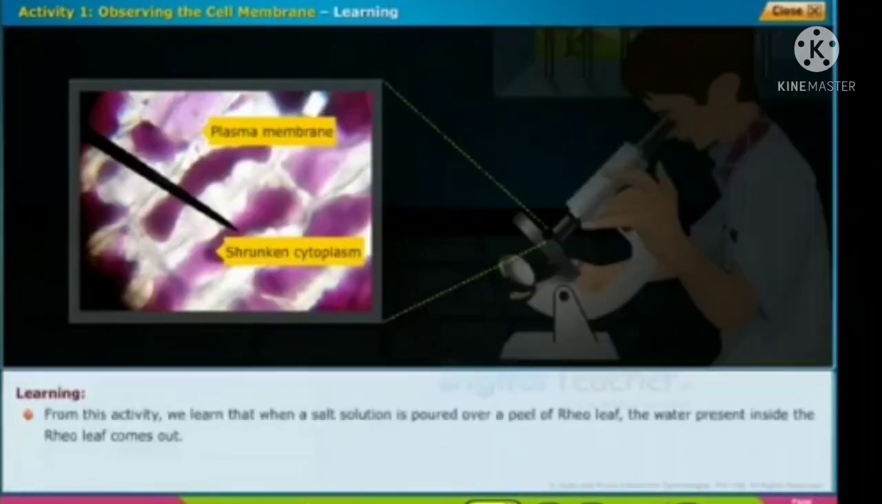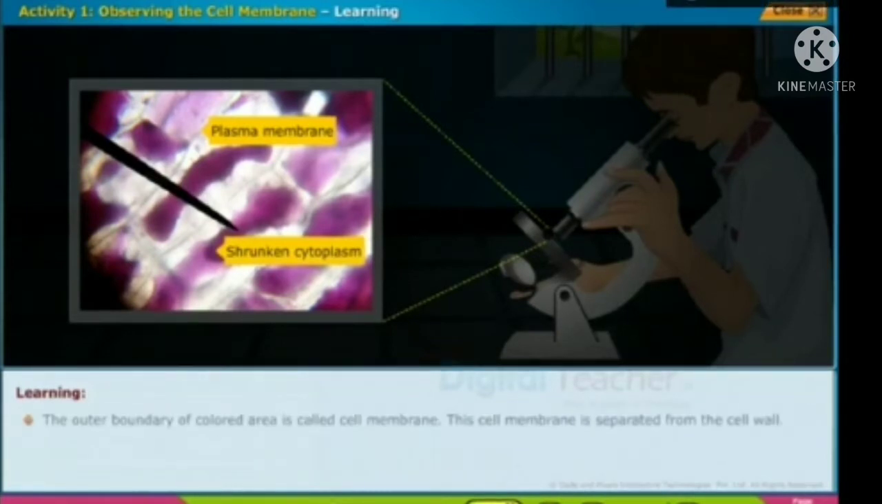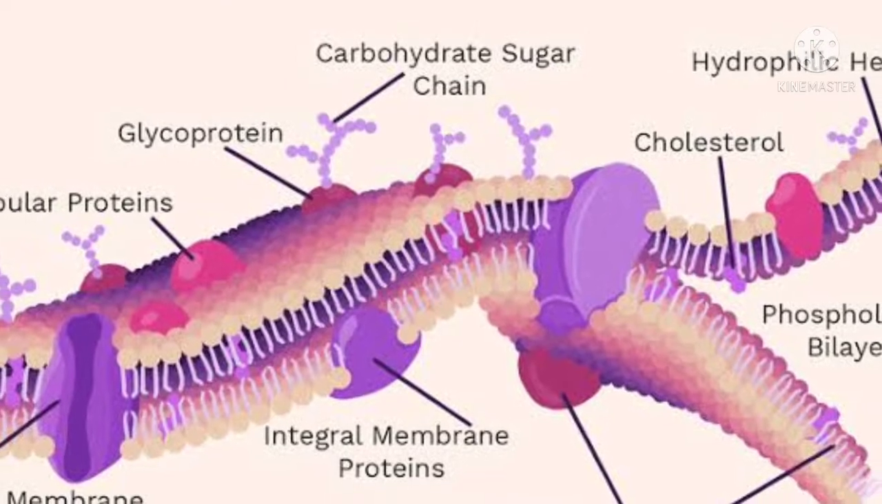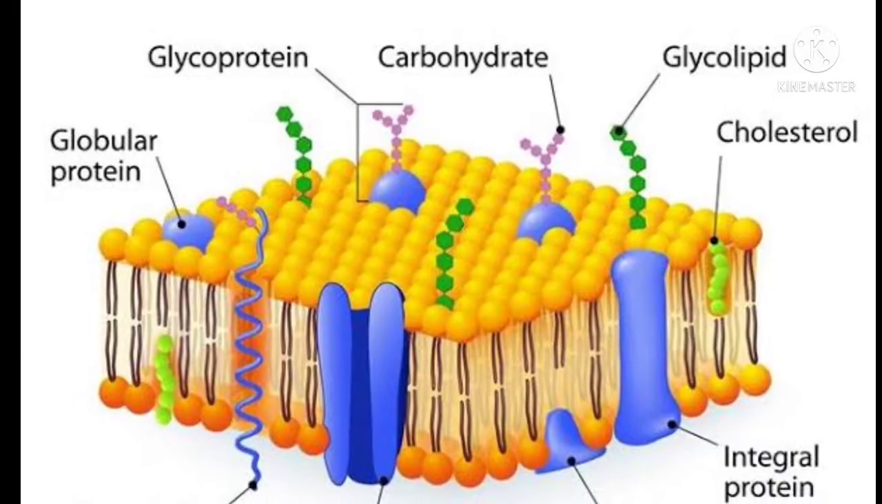Finally, we learn from this activity that when a salt solution is poured over a peel of the rheo leaf, the water present inside the leaf comes out. This leads to the shrinking of the cytoplasm along with the cell boundary. The outer boundary of the colored area is called the cell membrane. Here we can see the structure of the cell membrane clearly.